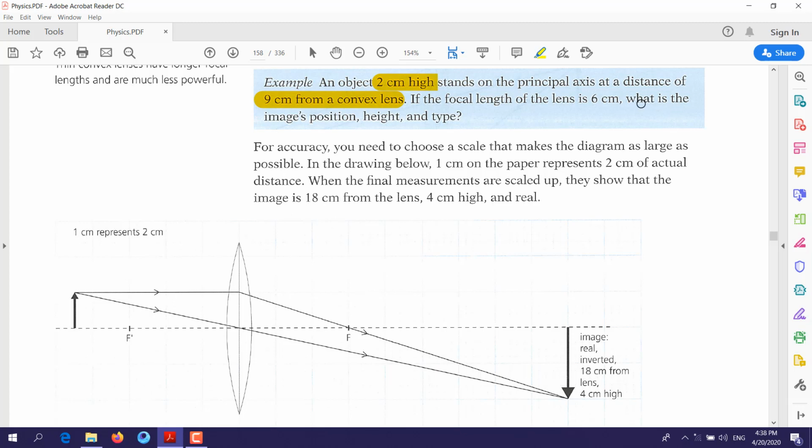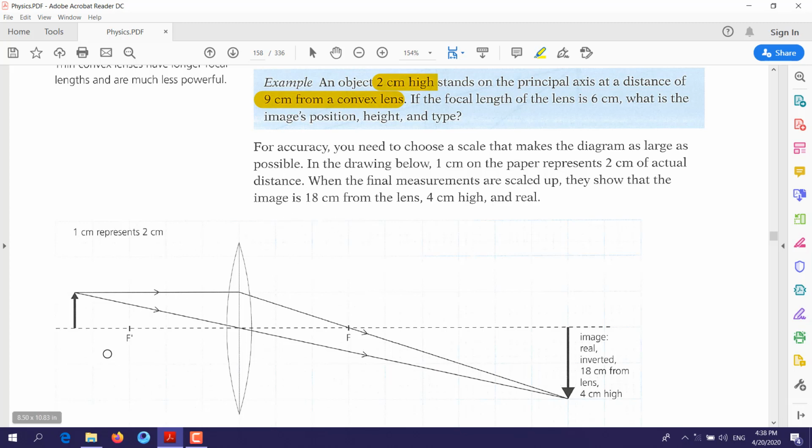Now the question is what is the image's position, height, and type? We will see the image. Is it virtual or real? Is it bigger or smaller? Is it upside down or upright?